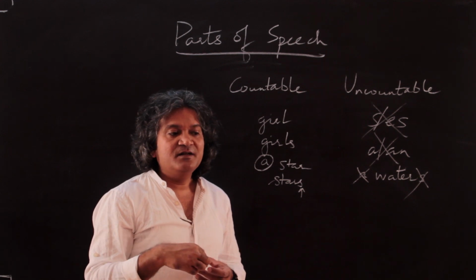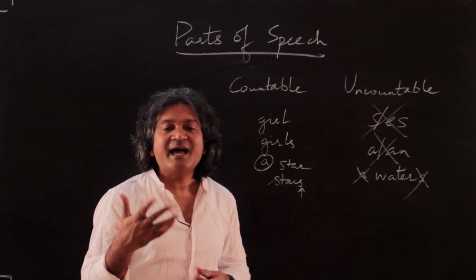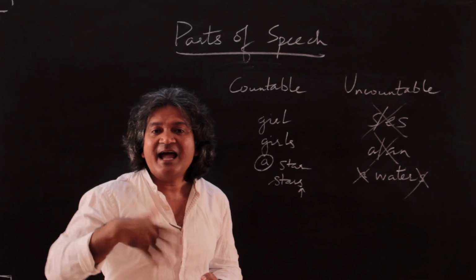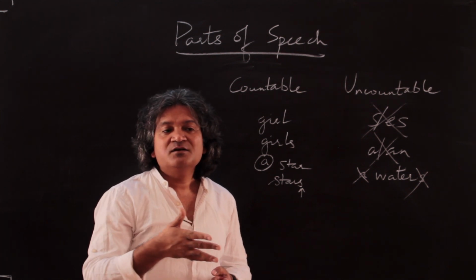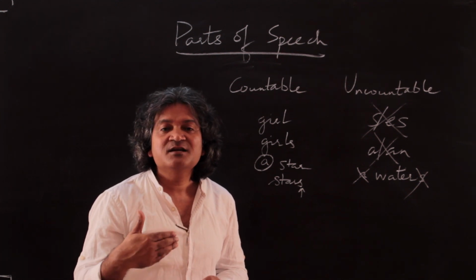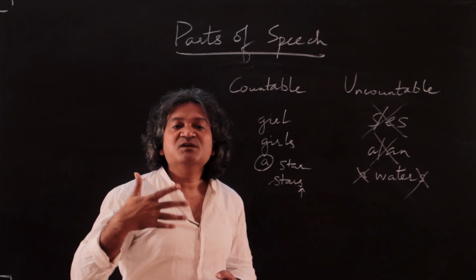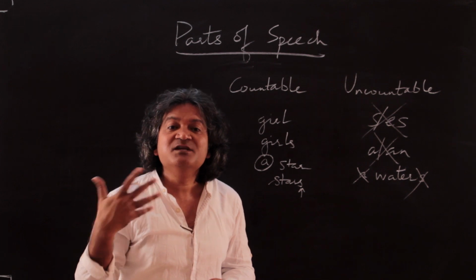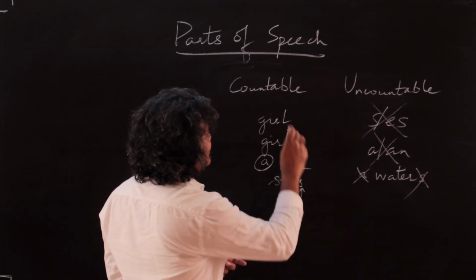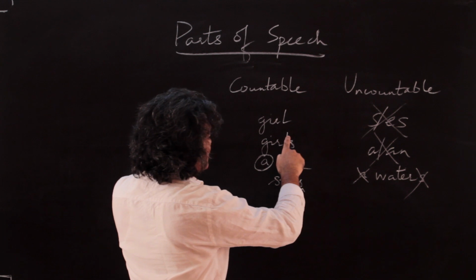Okay. Similarly, advice. There is nothing known as an advice, even though some people say an advice, but technically it is wrong. So you shouldn't say give me an advice. Because there is nothing known as advices, you should say give me some advice, or I need a piece of advice. Okay, so that is the difference between countable and uncountable nouns.